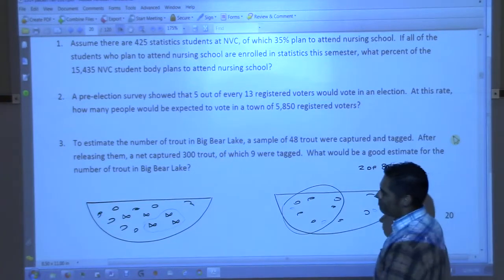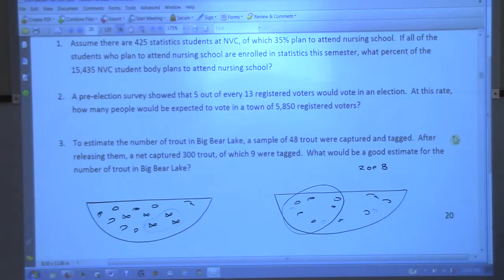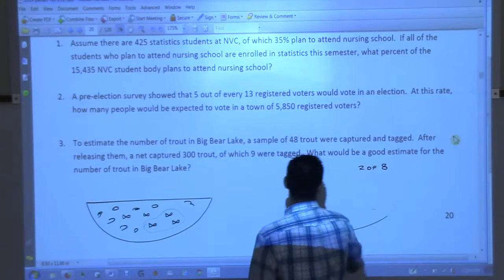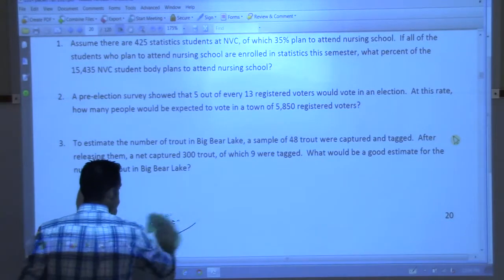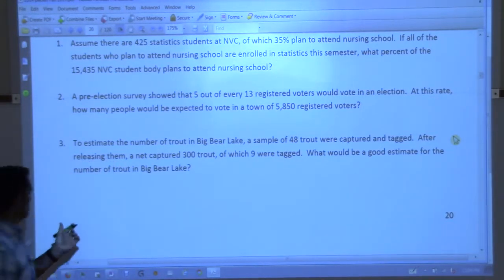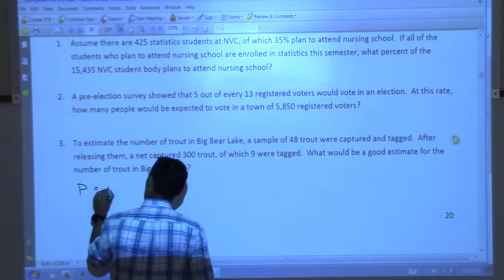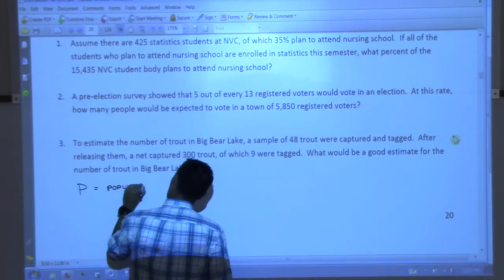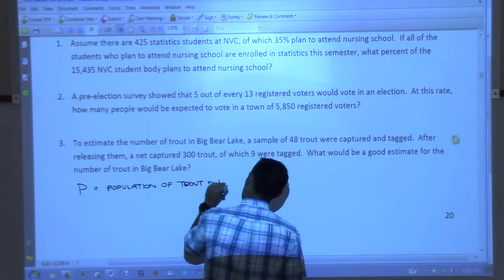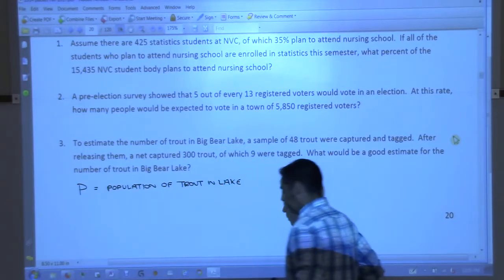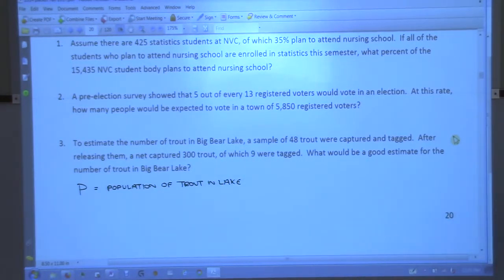So let's try and set it up. I'm just trying to get you a visual of what's going on, like how this is going to work. All right, so let's start out with the first number we have in here, which is 48 trout. Let P be the population of trout in the lake. That's what we want, isn't it? We want the total population. We want to estimate it.